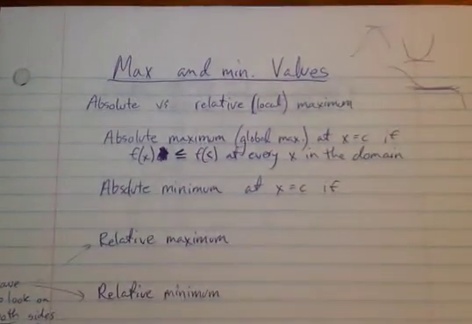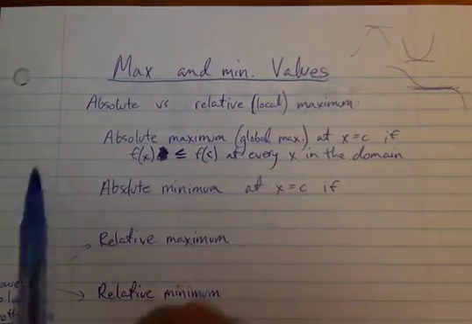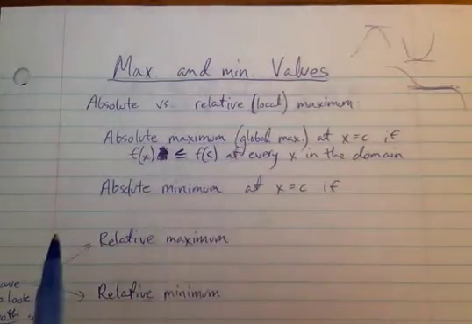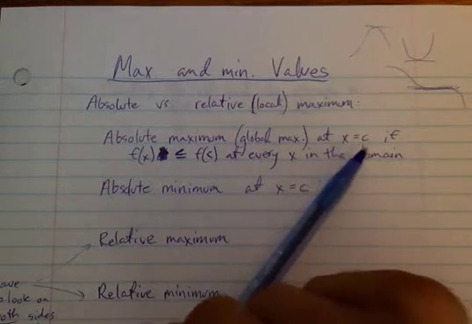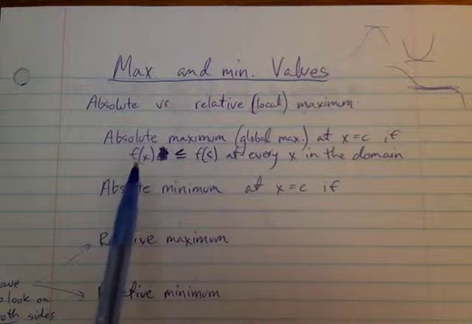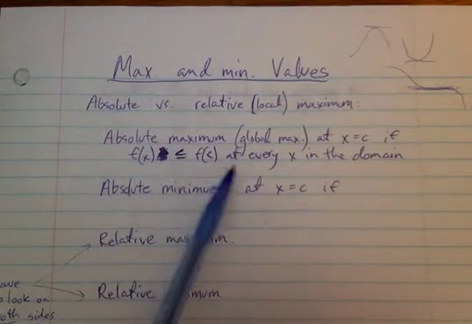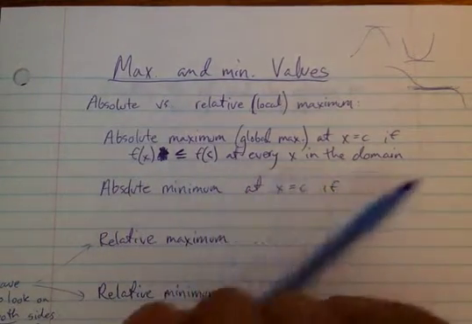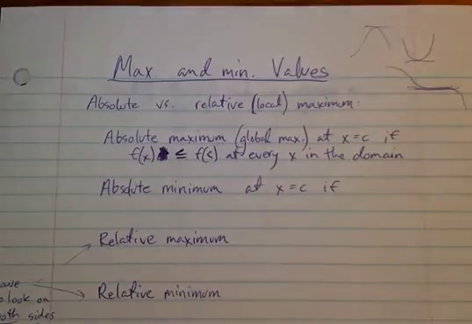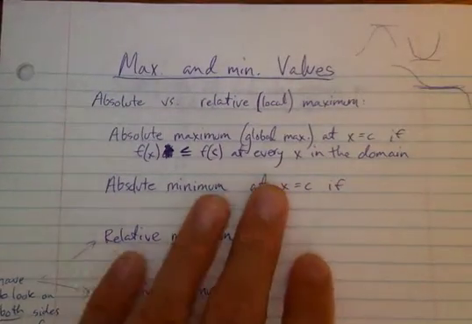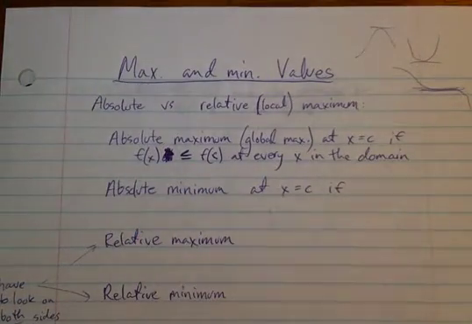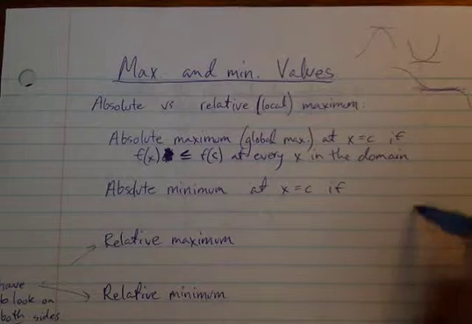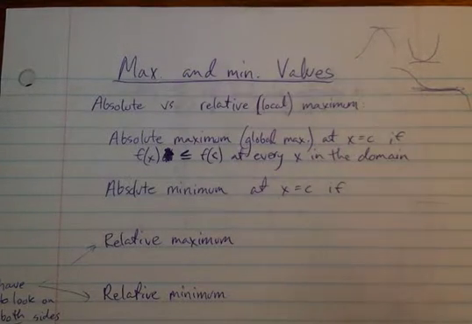So let's talk about maxima and minima. You'll love this. Absolute versus relative. Well, an absolute or global maximum at x equals c occurs if f of x is less than or equal to f of c at every x in the domain. Does that make sense? You're basically saying if the function goes like this, that's an absolute maximum because it never gets higher than that.